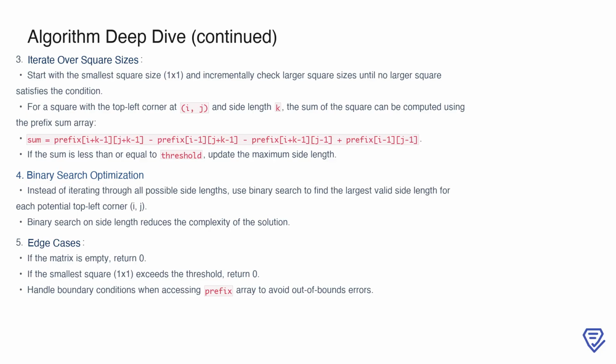To further optimize, we can use binary search instead of iterating through all possible side lengths. By applying binary search to the side length, we efficiently determine the largest valid square for each starting position. Additionally, handling edge cases is crucial. For example, if the matrix is empty, or even the smallest square exceeds the threshold, we return 0 immediately. Careful handling of boundary conditions prevents out-of-bounds errors during prefix sum calculations.